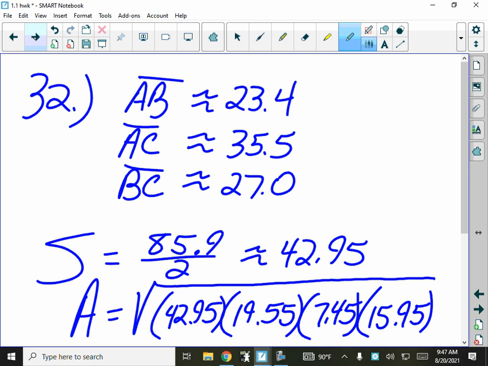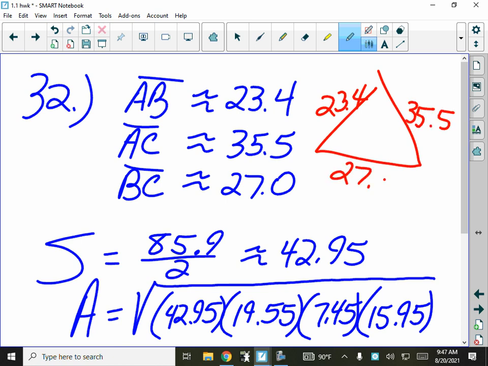A long time ago, a guy named Heron, or Hero, I think it's really cool to call it Hero's formula or Heron's formula, depending on which book you read. It's the same guy a long time ago. He was probably messing around with a stick in the sand and different numbers. And he said, what if all I knew were the 3 sides of a triangle, and I knew that this side was 23.4, this one was 35.5, and this one was 27.0? Is there any way that I could take those 3 values and find the area?